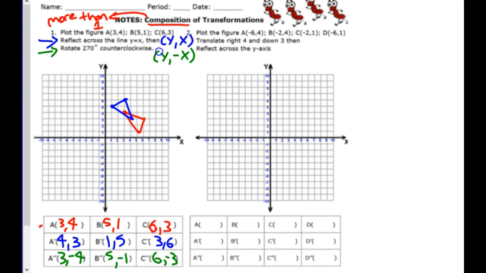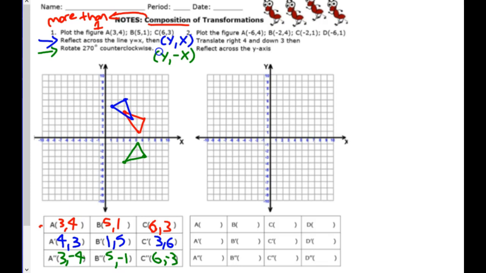Let's take those points and graph them, right? So (3, -4), (5, -1), and then (6, -3). That looks rotated 270 degrees counterclockwise. So, you see how that works? Let's try that on number 2.